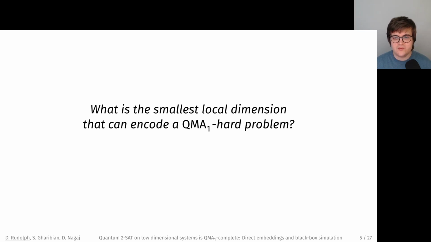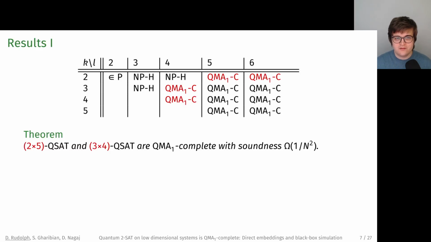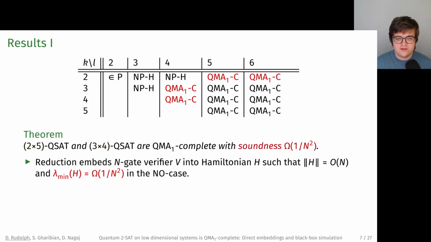So, what is the smallest local dimension that can encode a QMA1-hard problem? Let's go over our answers here. First, we show that 2x5 QSAT and 3x4 QSAT are QMA1-complete with a soundness of 1 over n squared. That means that our reduction embeds an n-gate verifier V into a Hamiltonian H, such that the norm of H is O of n, and in the no case, the minimum eigenvalue is omega of 1 over n squared.